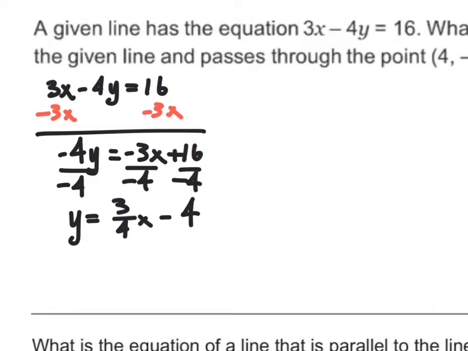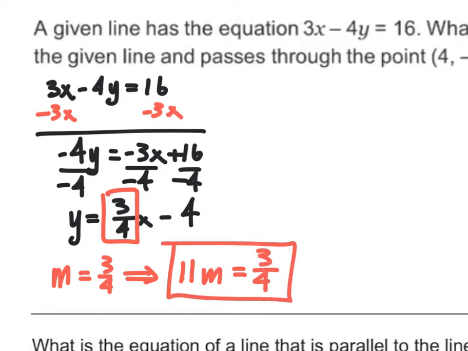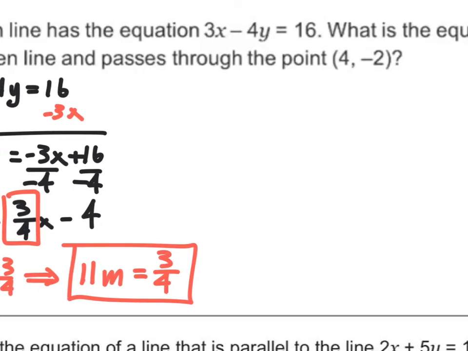Okay, so the slope that I'm looking for is the number that's in front of my x. And so I get that my slope, m, is equal to 3/4. Now, if I'm looking for a parallel slope, I know that those slopes are the same, so that's going to be a slope of 3/4. Okay, so that's what I'm looking for first. And then we have the point (4, negative 2). So I have a parallel slope, I have an x value of 4, and then I have a y value of negative 2.